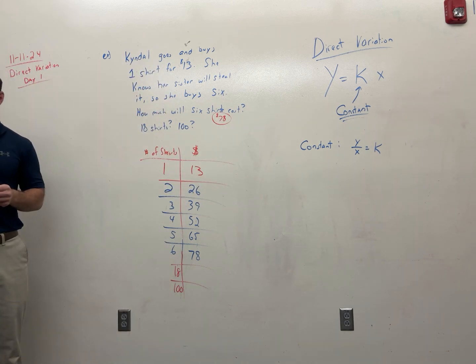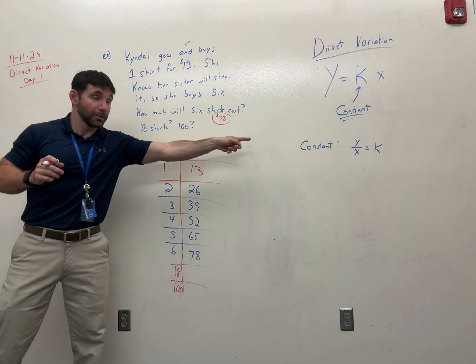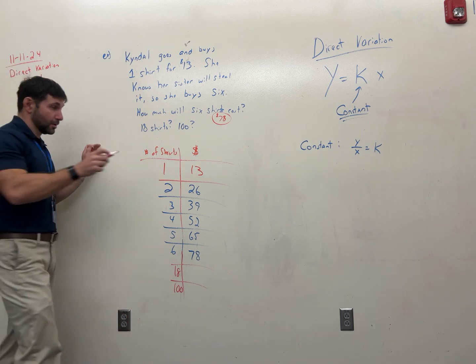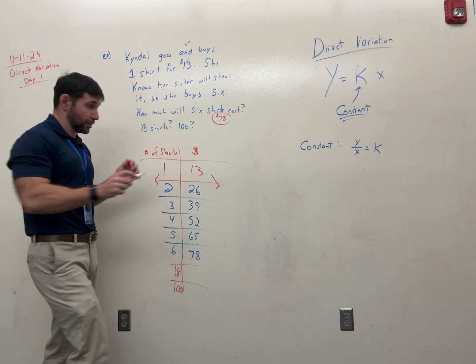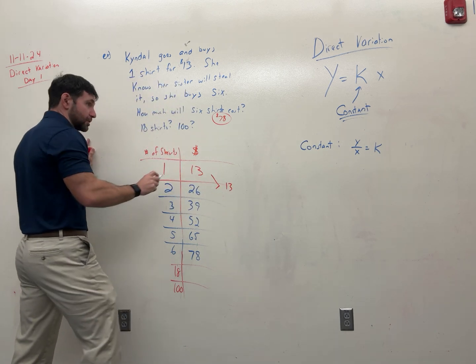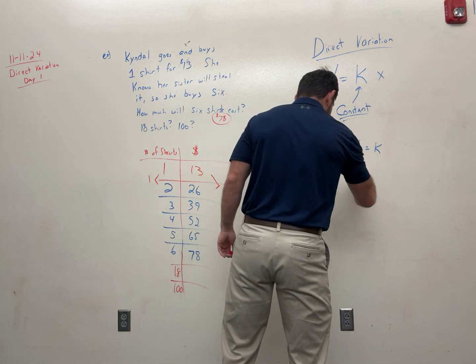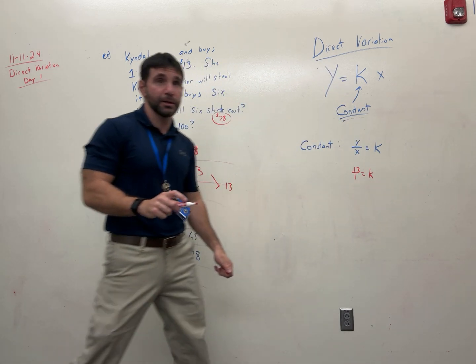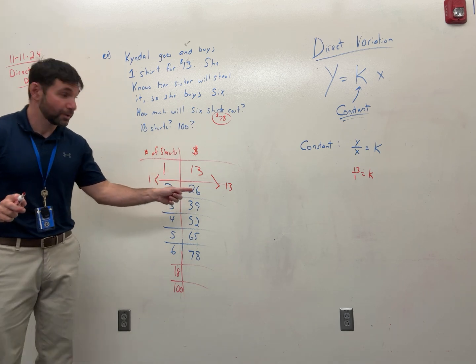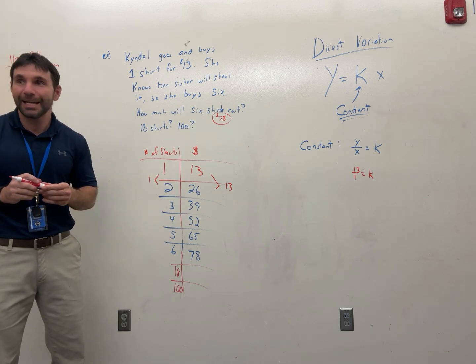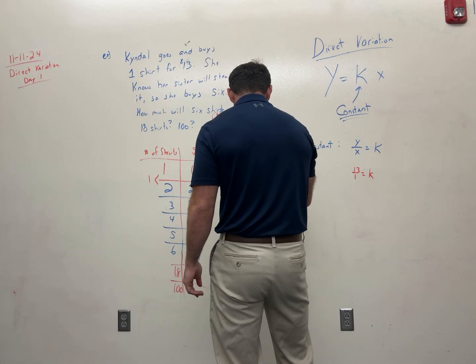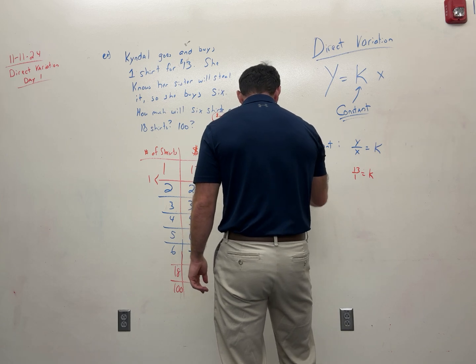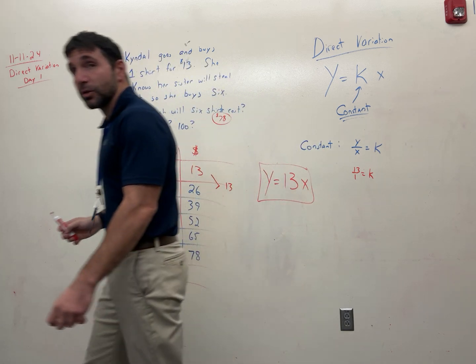How can I find my constant? How can we find the constant? Y divided by x. What's the difference between these? 26 to 13 is 13. And this is 1, so that's 13 divided by 1, my constant. What's 13 divided by 1? 13. So k is 13. These are all staying constant at 13. So the equation of all of this is y equals 13x. That is direct variation.